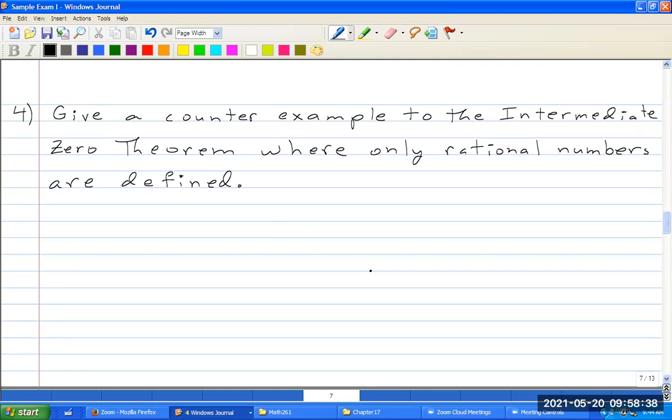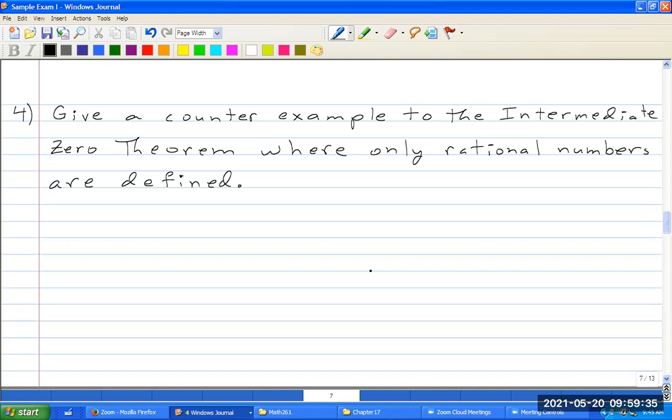Give a counterexample to the intermediate zero theorem where only rational numbers are defined. So the intermediate zero theorem says that if you have a continuous function on a closed real interval, and the signs of the function are different at the endpoints, then somewhere in that closed interval we must have that the function is equal to 0.